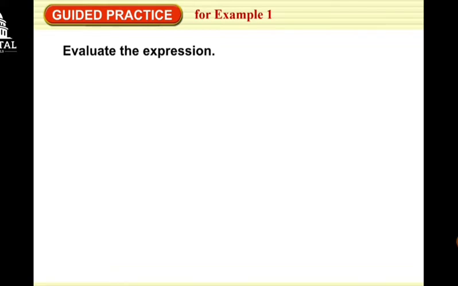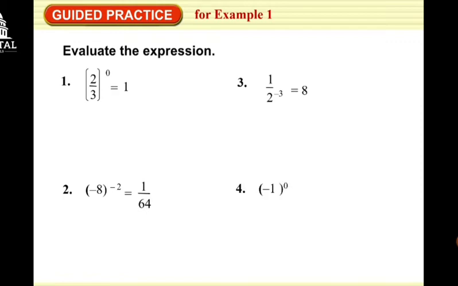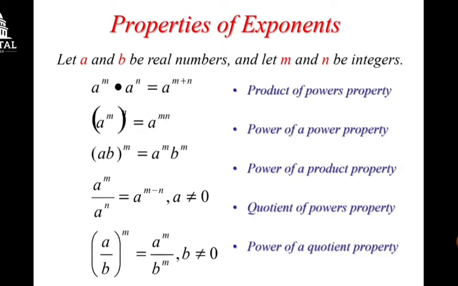Another example, evaluate the expression. We have 2 over 3 to the power of 0. As we said before, it will be equal to 1. Minus 8 to the power of minus 2. From the negative exponent rule, it will be 1 over 64. Number 3, 1 over 2 to the power of minus 3. From the negative exponent rule, it will be 1 over 8, and the negative power will reverse the fraction, it will be 8 over 1, which equals 8. Number 4, anything to the power of 0 will be equal to 1.